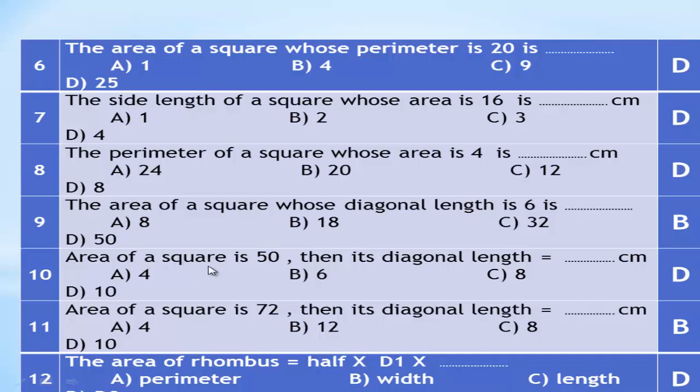Number 10, the area of a square is 50 centimeters squared. Its diagonal equals what? If the area is 50, its diagonal equals 10. How?